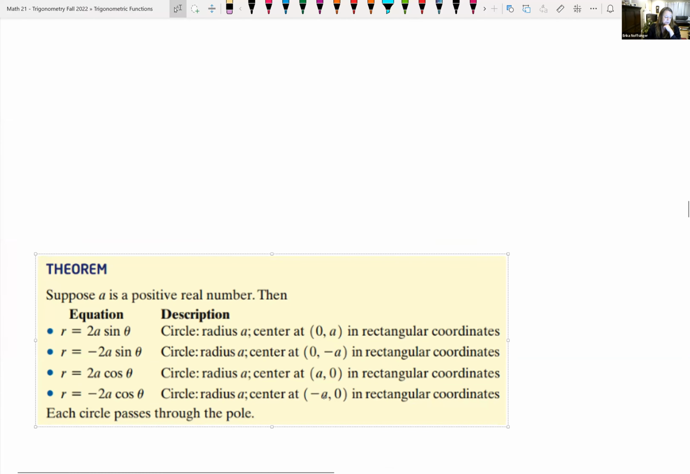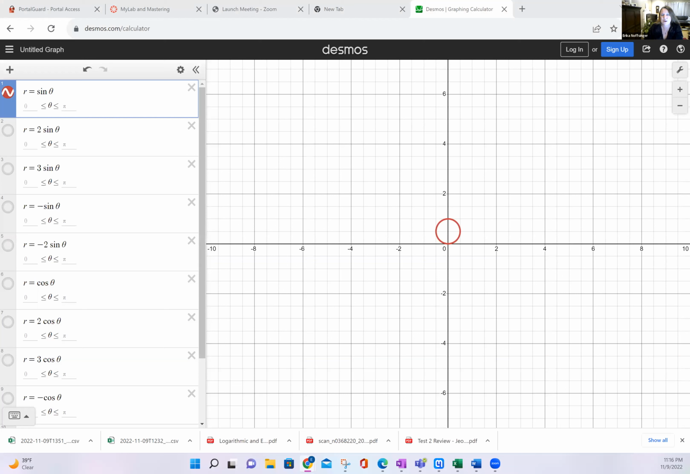Let me look into that, because that's what I pulled from the book. I'm going to look into that real quick, so I'm going to pause the video. Okay, so that was correct. My problem was, when I was looking at this, I was thinking of these tick marks as 1, not really looking at the numbers above. These tick marks in here on this Desmos, our graph is r equals sine theta. Notice these tick marks are half. So our center is at 0, 1/2, and our radius is 1/2 in here.